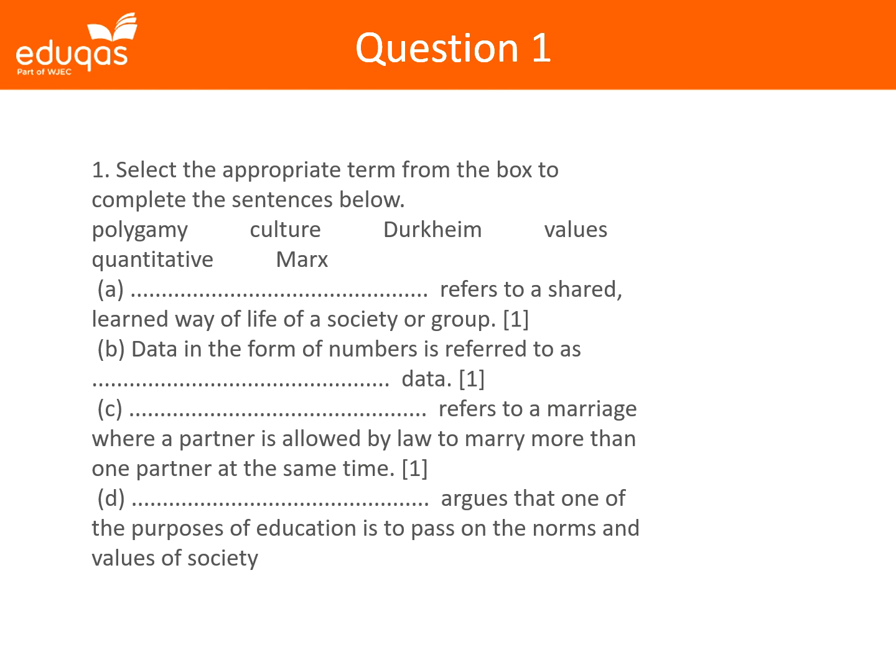Try now to answer the questions in question 1. You've got A, B, C and D. The answers are 1A, culture, 1B is quantitative, 1C is polygamy, and 1D is Durkheim.